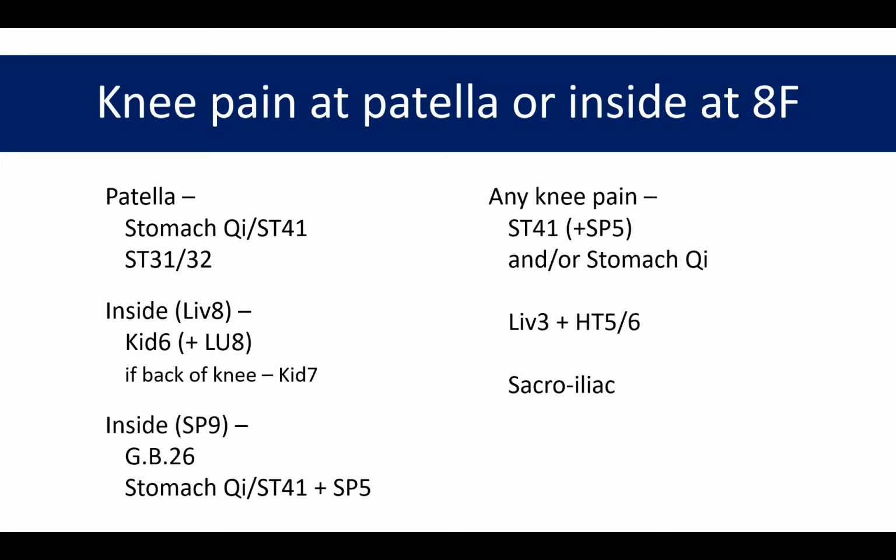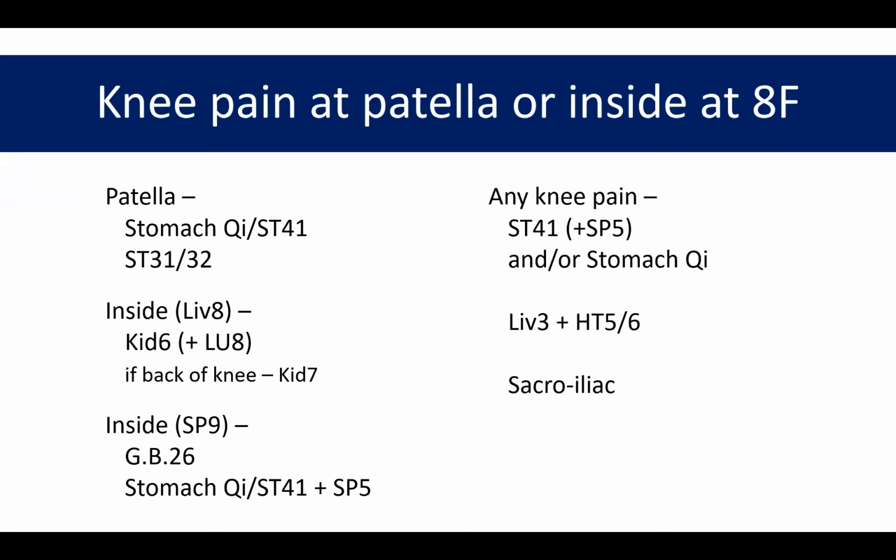And again, stomach chi or stomach 41 with spleen 5. Any kind of knee pain, my first point is stomach 41, and I can add spleen 5 to it. And I might only use the stomach chi points, those bumps below stomach 40, close to the bone. And for any knee pain, I might use liver 3 and heart 6 or heart 5.